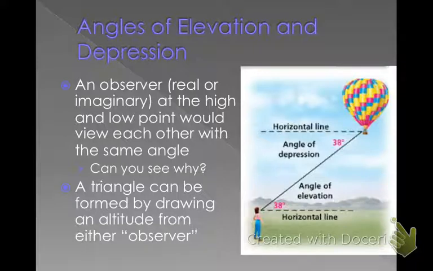If there's an observer at both points, at the high point and the low point, each viewer would see each other at the same angle. So if we have a person up here looking down at 30 degrees with an angle of depression, the person at the bottom would look up and see them at a 30-degree angle of elevation. They're looking up.